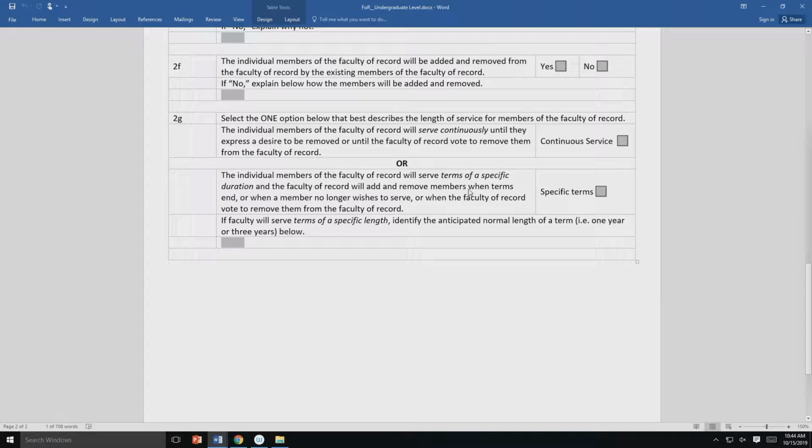Further on towards the end of the form, we ask for a description about the length of service, if it's going to be continuous service or if faculty will serve specific terms.